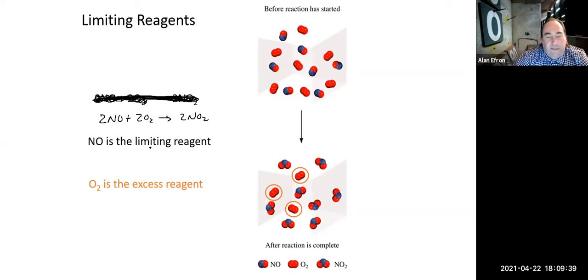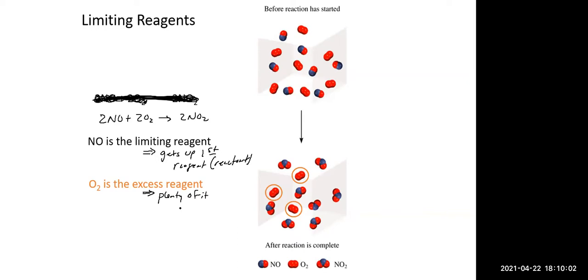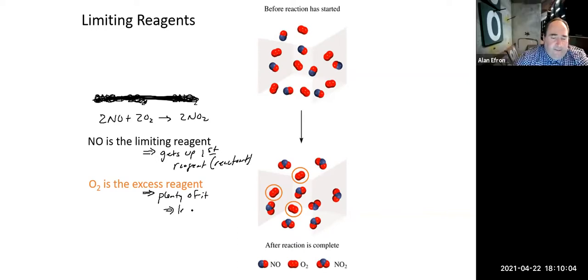So, the limiting reagent is basically the reagent or reactant that will get used up first. There's something known as the excess reagent, which means you have plenty of it. You even have some leftover when it's all said and done in terms of the reaction because you have so much of it. So, why is a limiting reagent important?